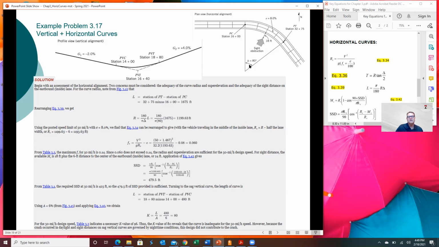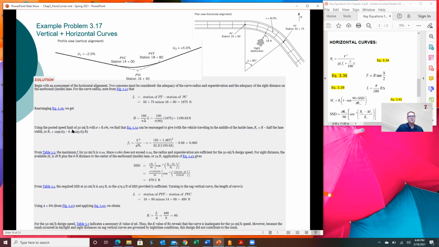They gave you the delta angle, and so you put all of those figures in. 180 divided by pi times 80 times the 1675, which you just calculated, and you end up with a radius of 1199.63. Just a tad under 1,200 feet is the radius of the curve.